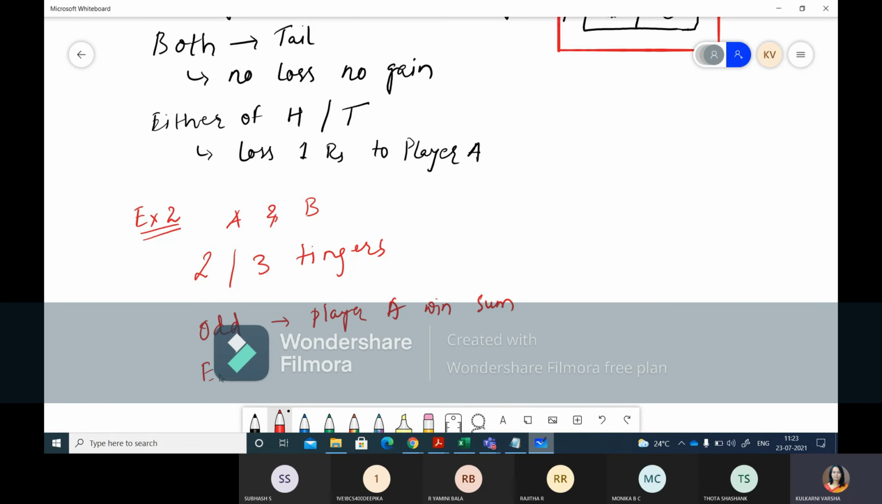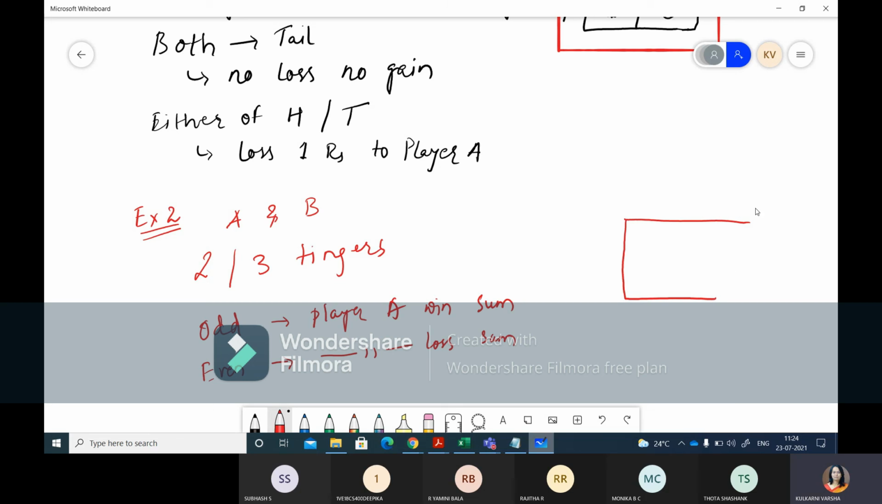And if both are showing two fingers, then the sum will be 4. Or if both are showing three fingers, then the sum will be 6. That is nothing but even. 4 or 6 is an even number. So if the sum is even, player A is losing an amount equal to that sum. So this is what we need to draw. Let us draw this.